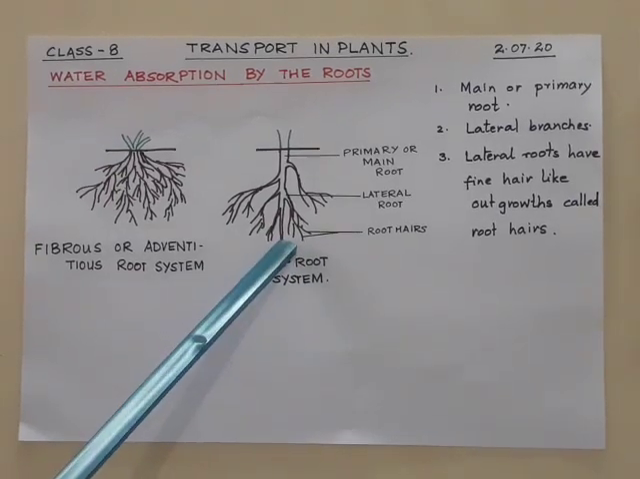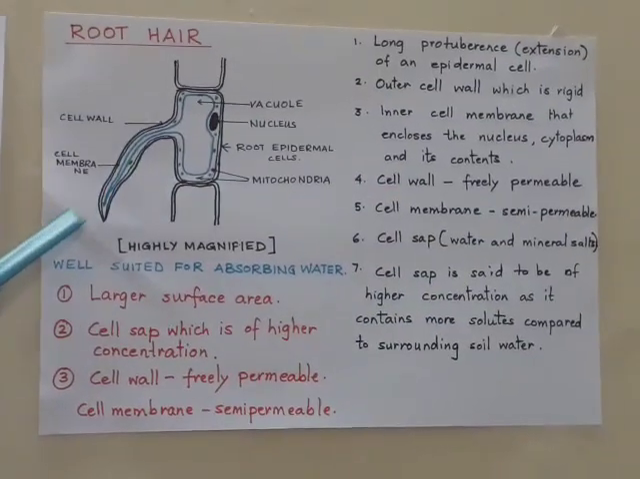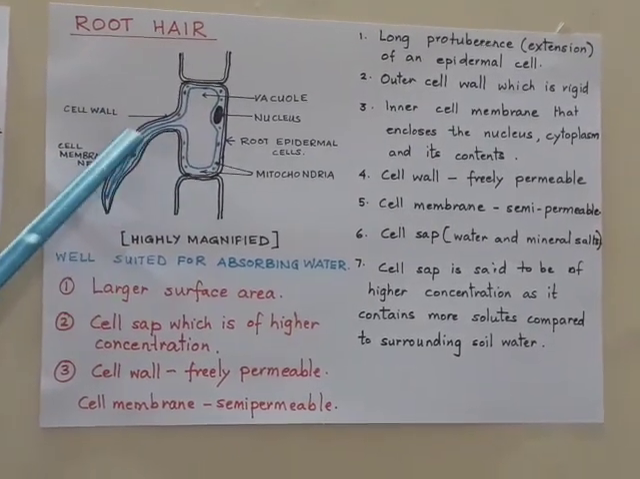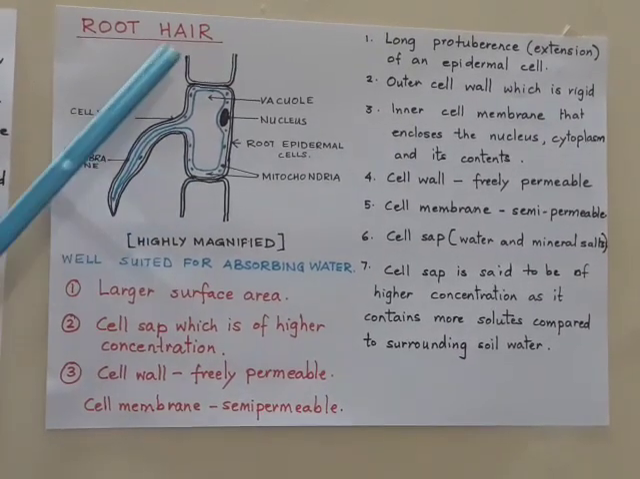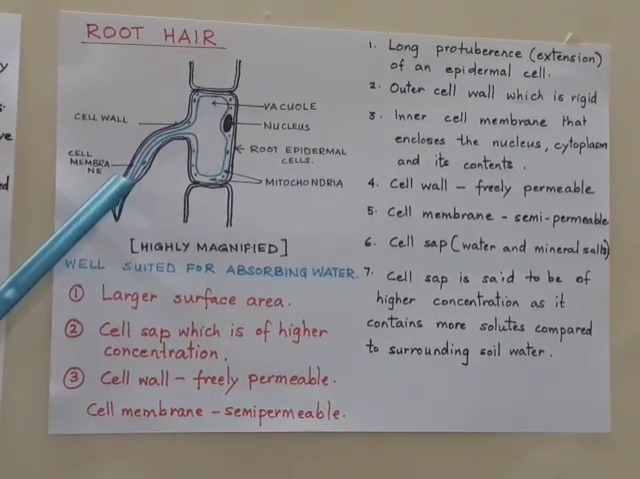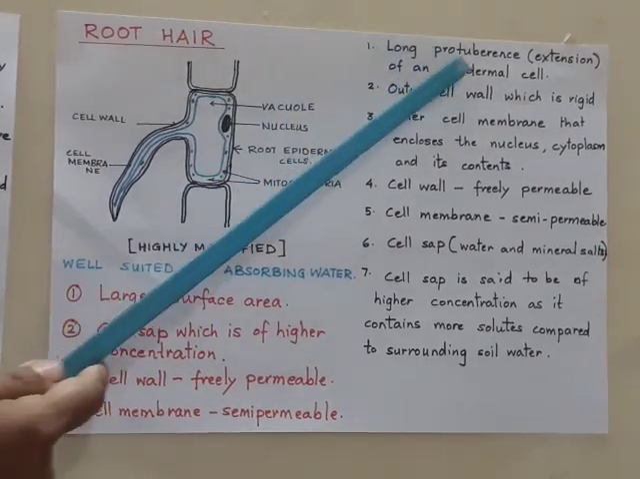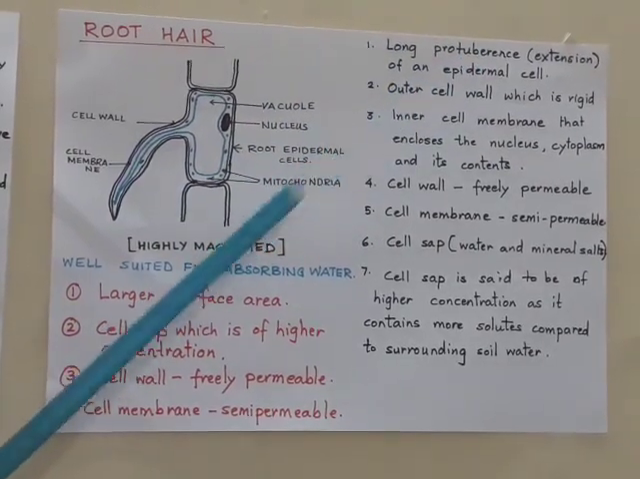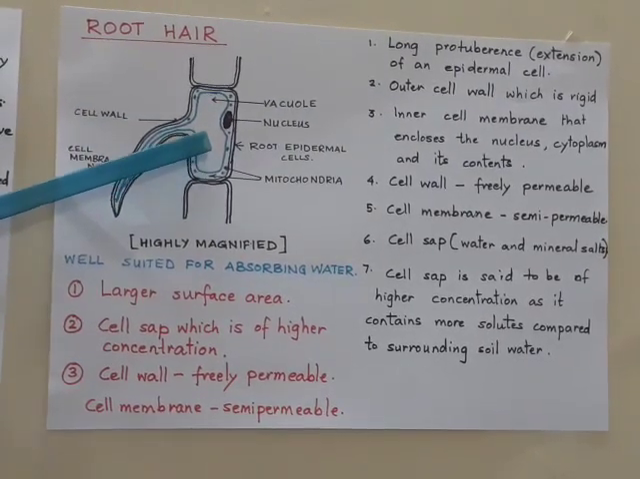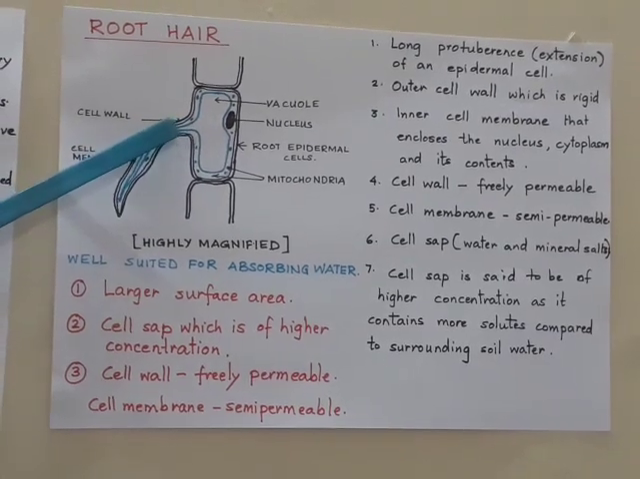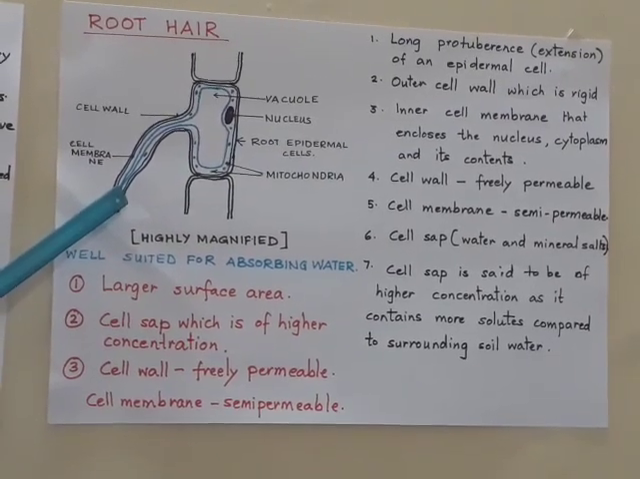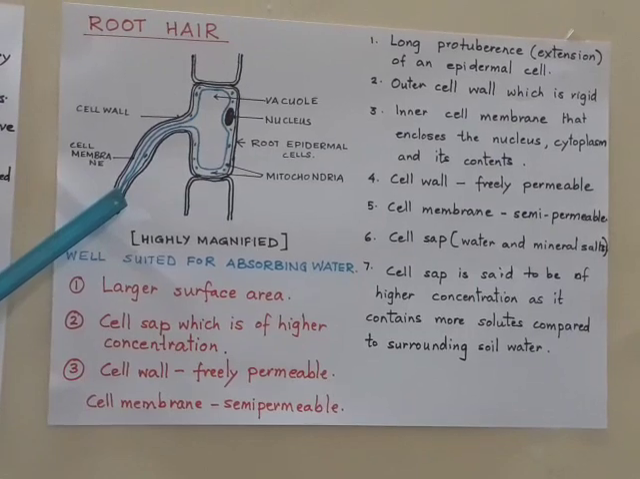Now we come to the structure of the root. To understand the structure of the root hair, we should know firstly what a root hair is. The root hair is a long protuberance. Protuberance means an extension. You can see here in this diagram, this is the epidermal root cell. Now a part of it outgrows or has a long protuberance which is known as the root hair. Protuberance means extension, I repeat.